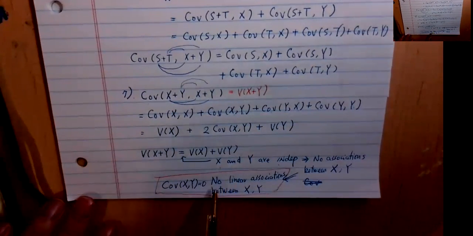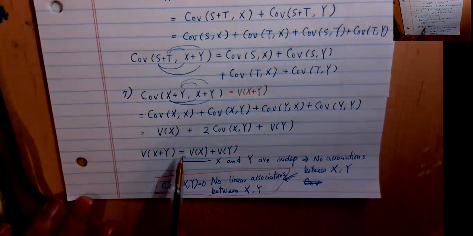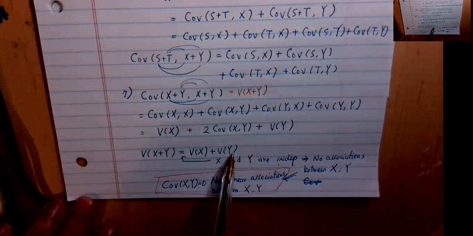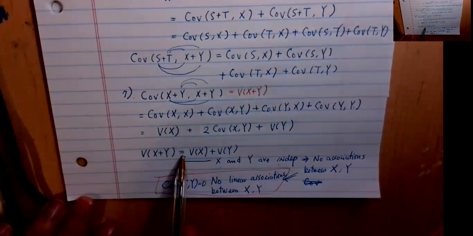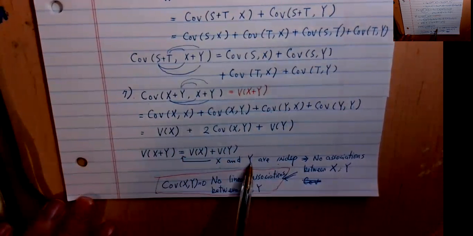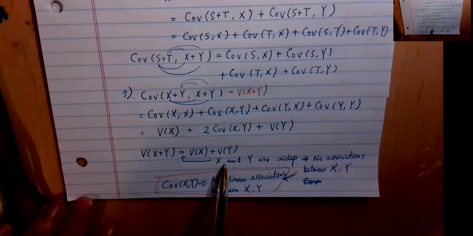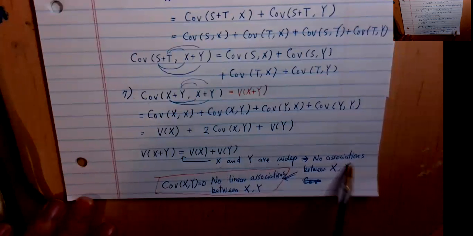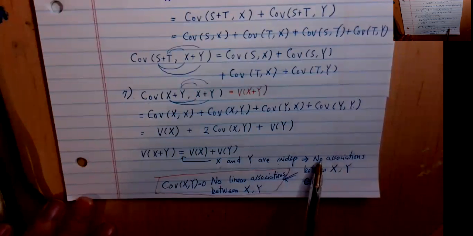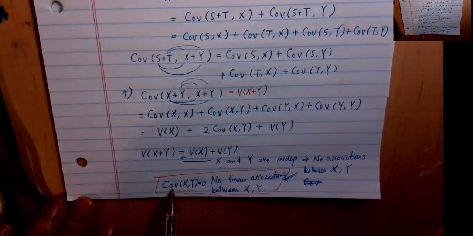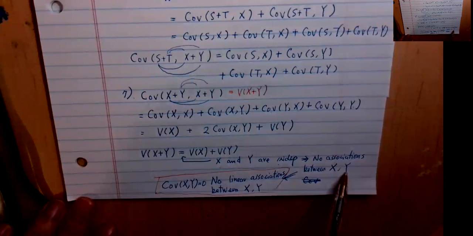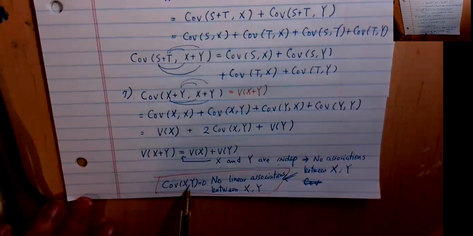Now let's go over this quickly again. Variance of x plus y is equal to variance x plus variance y. That's what we covered before. In order to have equality hold, we always say x and y need to be independent, because when x and y are independent, this implies no association between x and y. Since there's no association, this further implies no linear association. Remember, covariance is used to measure the linear association.